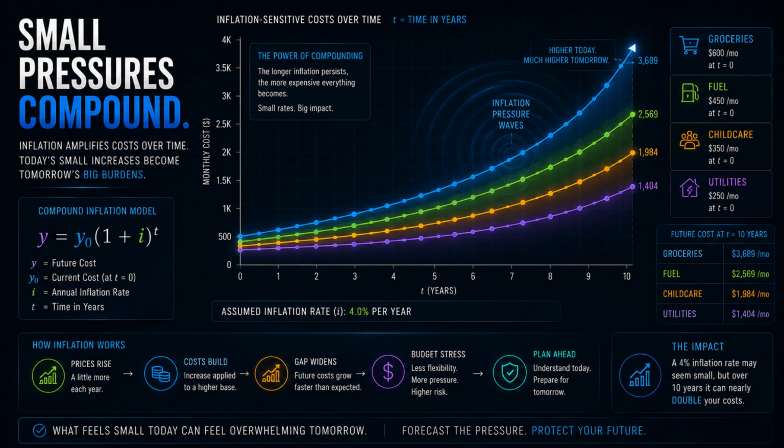This matters because compounding transforms small annual changes into large long-term effects. A 4% increase may not feel dramatic in 1 year, but over 5 or 10 years, the effect becomes much more meaningful. This is why inflation-sensitive forecasting is so important, because inflation does not just affect today's cost, it changes the future trajectory of the entire household system.